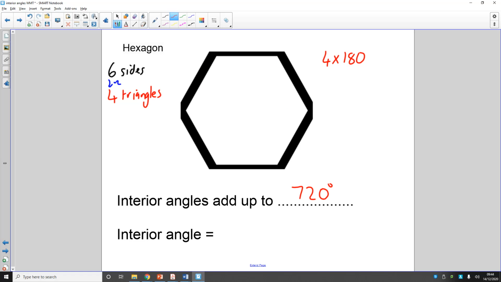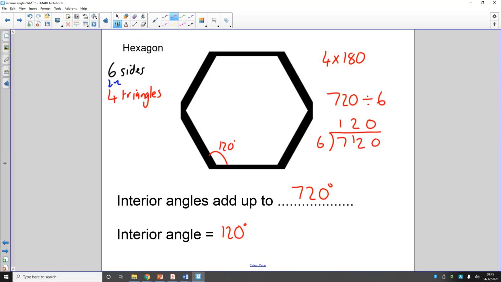Now, how do we find just one of those interior angles? Well, this time the 720 degrees has to be split up into 6 equal angles. So we're going to perform 720 divided by 6. Again, a safe way to do this is to use the bus stop method. So how many 6s are in 7? There's 1, but there's 1 remainder, so we carry it to the 2. How many 6s are in 12? There are 2 with no remainders. So how many 6s are in 0? 0. So each of these interior angles is 120 degrees.